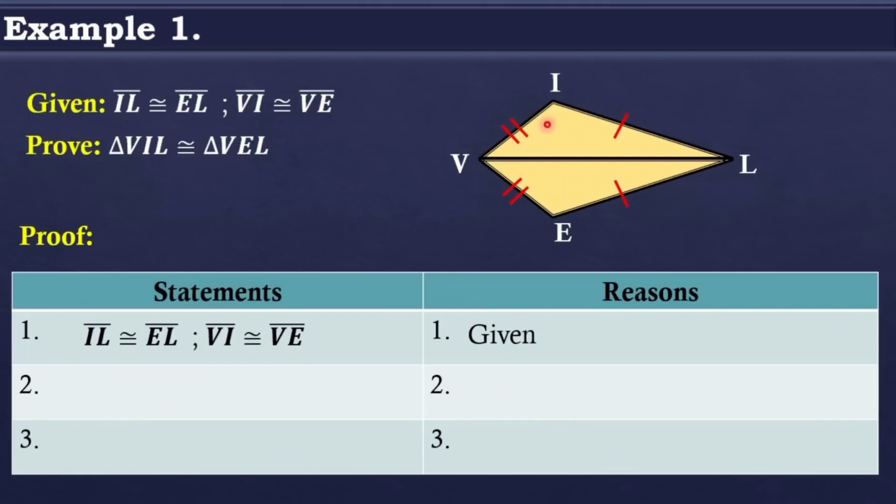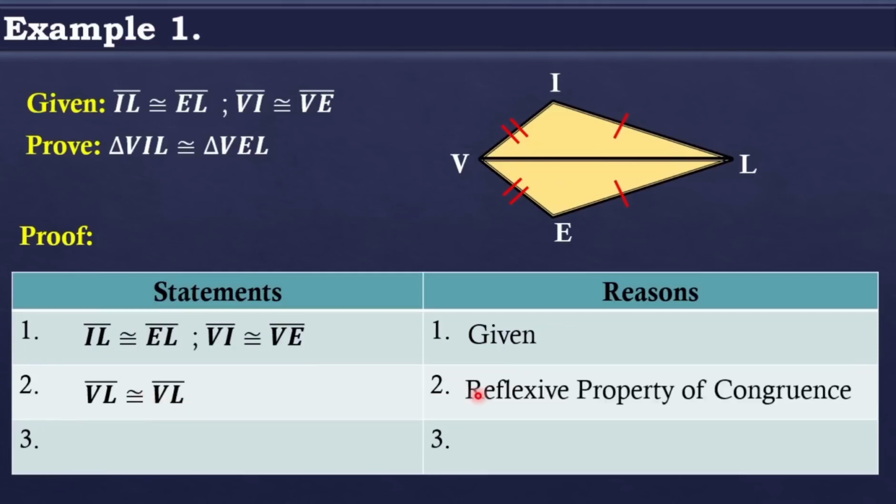And then next, we have already 2 sides of 2 triangles that are congruent. Now, since nag-share sila ng common side, titingnan nyo yung figure. Since nag-share sila ng common side, therefore, segment VL is congruent to segment VL. And the reason is reflexive property of congruence. Now, i-check nyo po segment VL is congruent to segment VL. Hindi po pwedeng LV. Depende po yan. Segment VL is congruent to segment VL kasi based dito sila po ang corresponding. So we have reflexive property of congruence. That is the reason. Lagyan po natin yan ng mark.